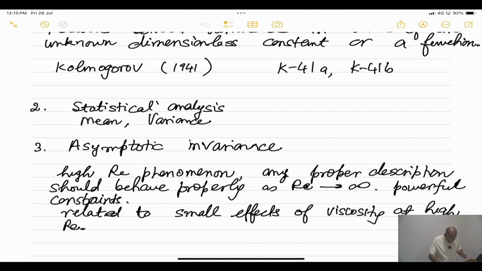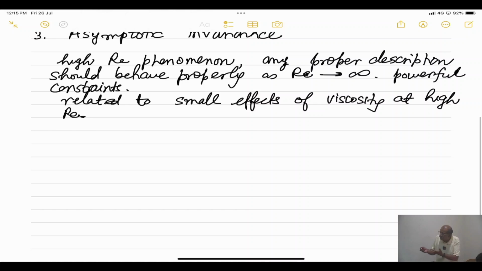So, now let us try to... having seen some of this, what we will see next is, can we get some estimates of diffusivity in a turbulent flow. Now, what do we mean by diffusivity?